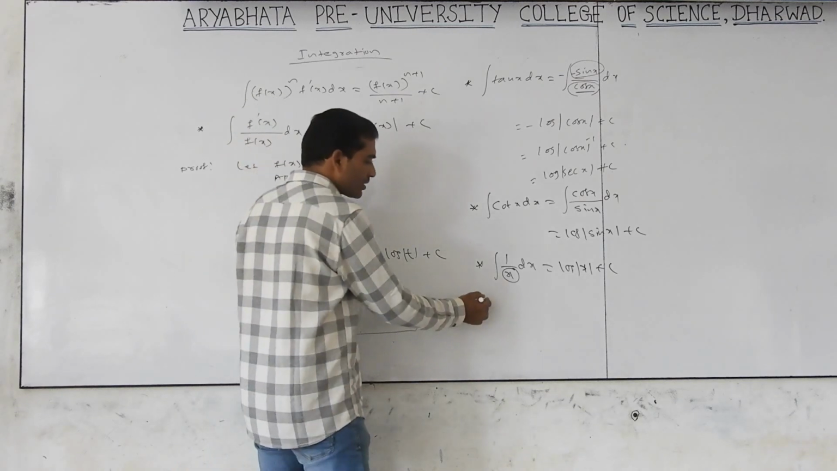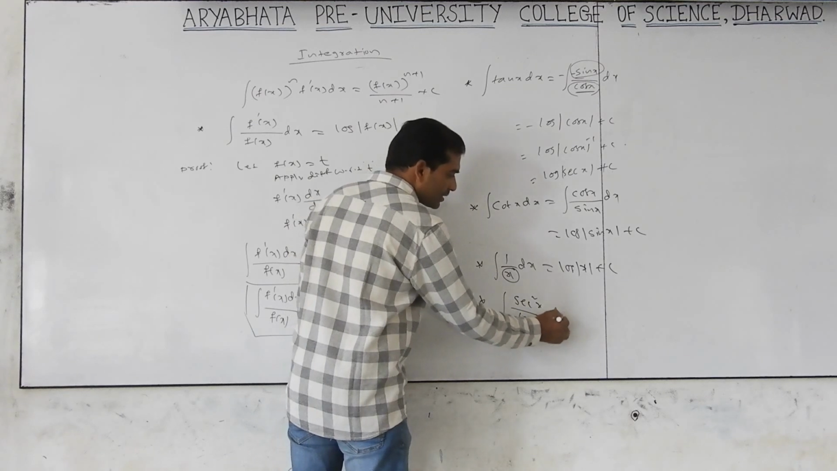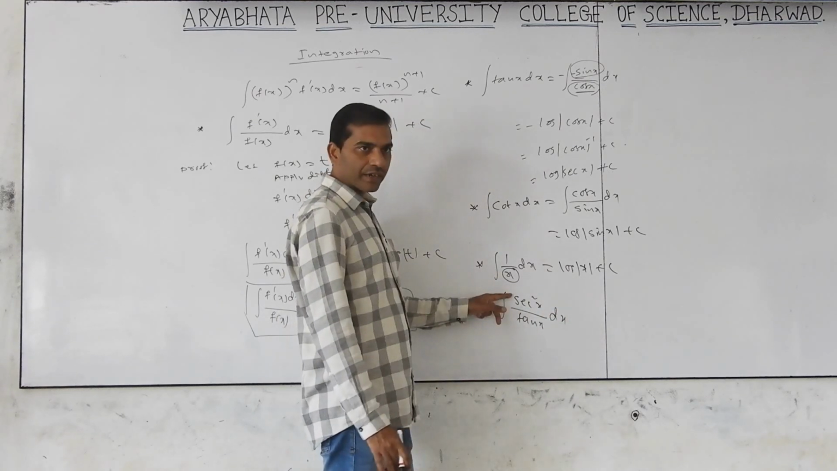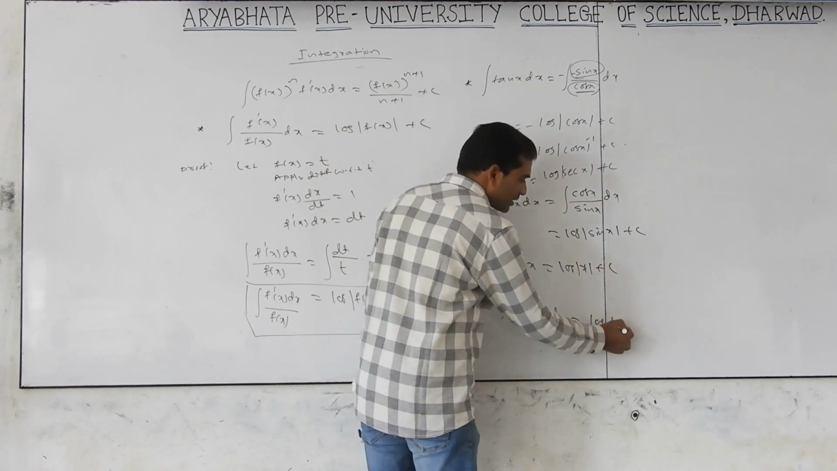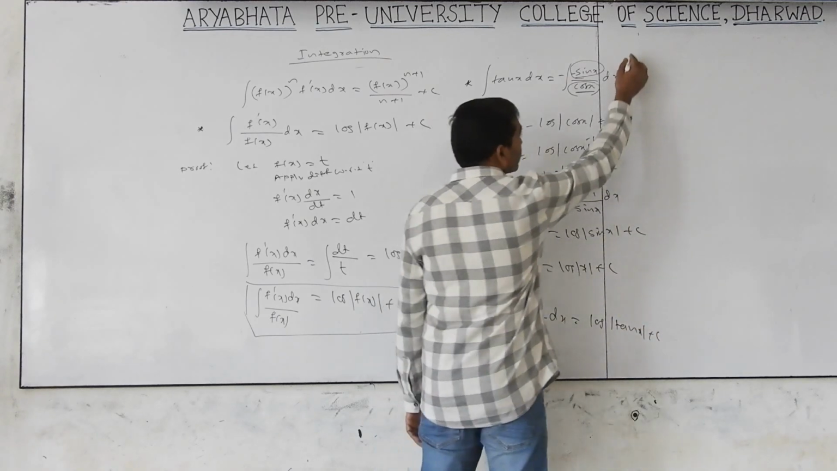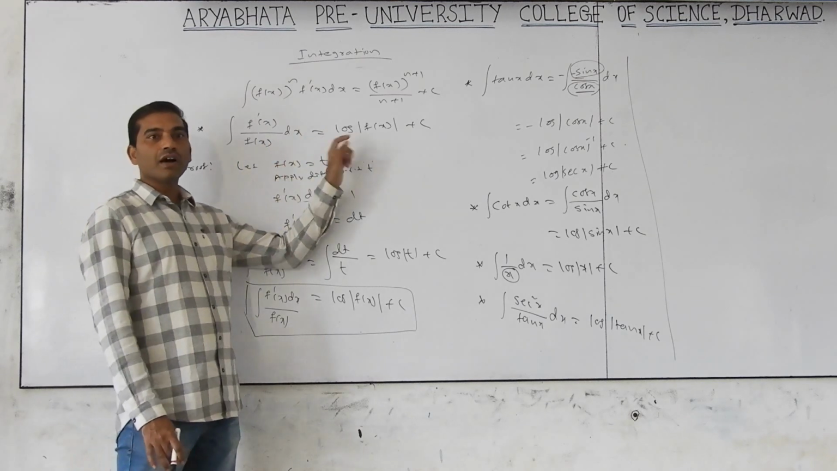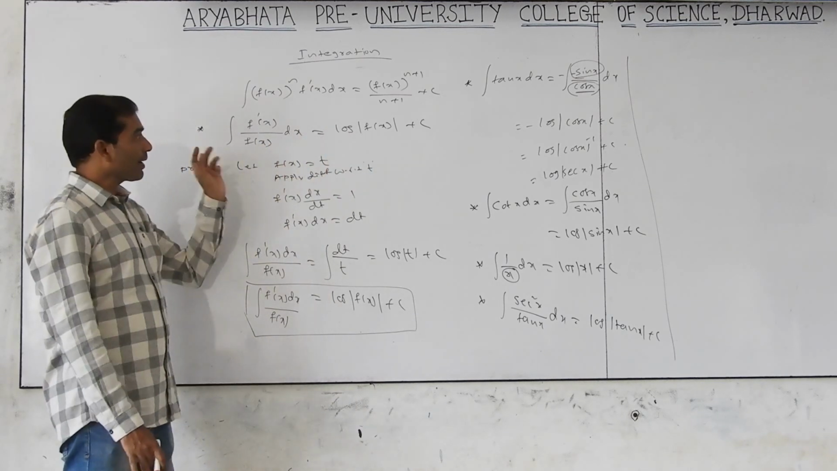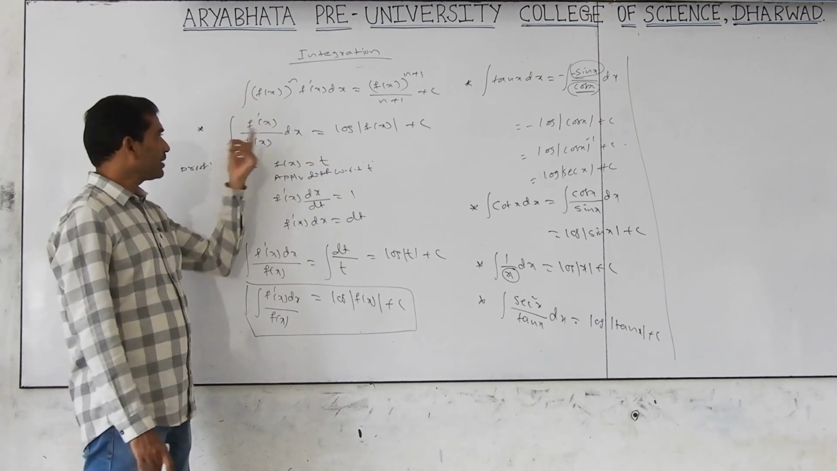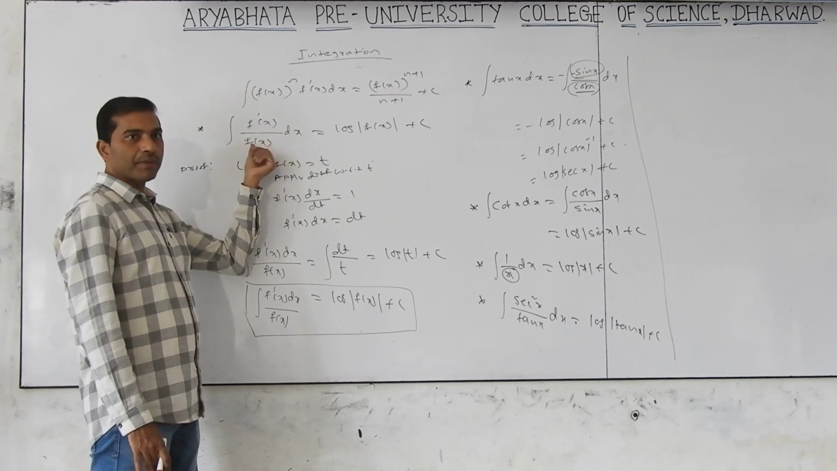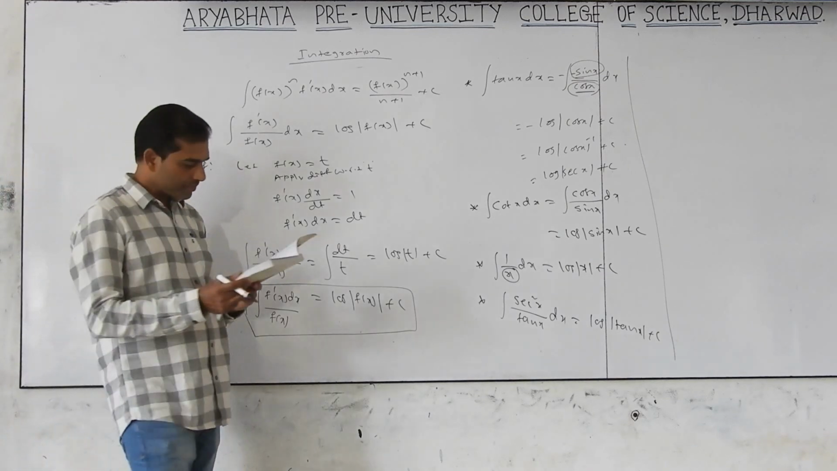Are you following? Integration of secant square x by tan x dx. The denominator's derivative is there in the numerator. The derivative of tan x is secant square x, so log of tan x. So this is a very important formula: integration of f'(x) by f(x) dx equals log of f(x) plus c. We have practiced some problems in the exercise by the substitution method, and some problems may be related to this. So let's practice Exercise 7.2 problems.